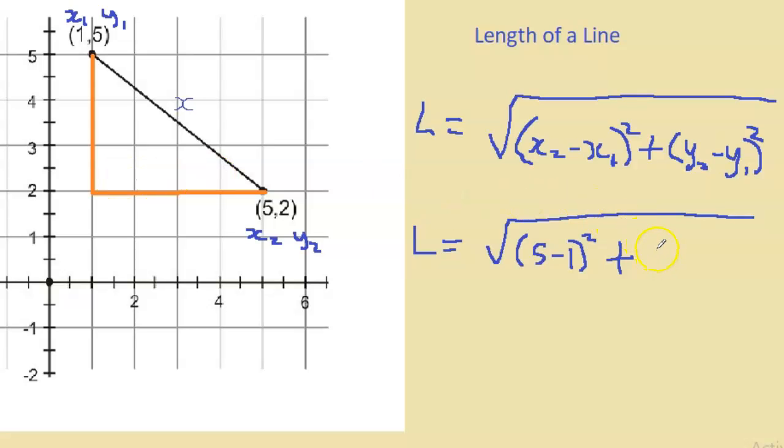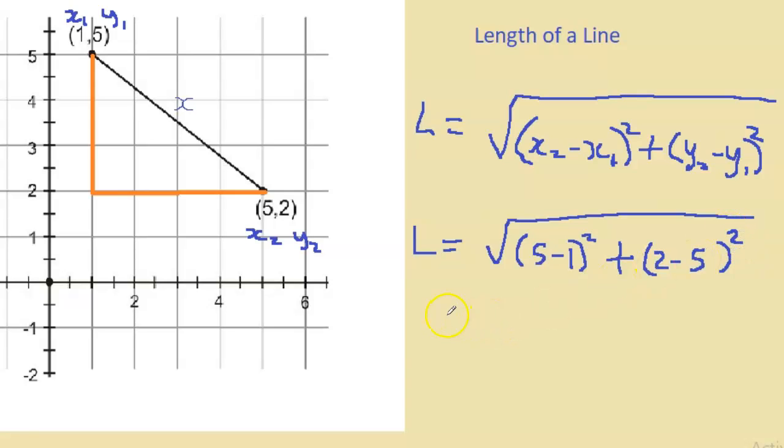Then y2 minus y1. Let's look at what that is. y2 is 2 and y1 is 5. So it's 2 minus 5, that's negative 3. But we talk about distances, and distances can only be positive, right? Because distances are scalar, direction does not matter. Besides, negative 3, you're going to square it anyway, so you still get 9.